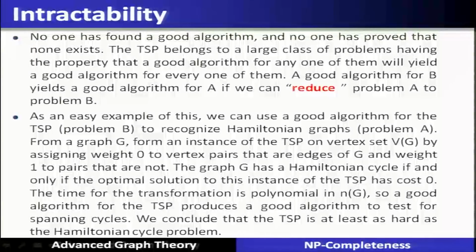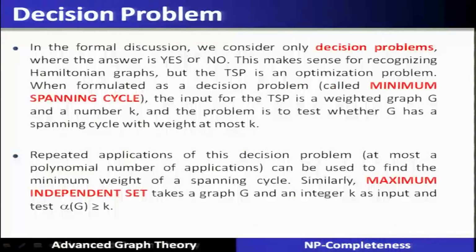So, a good algorithm for traveling salesman produces a good algorithm to test for spanning cycles. We conclude that traveling salesman is at least as hard as the Hamiltonian cycle problem. In the formal discussion we consider only decision problems, where the answer is yes or no. This makes sense for recognizing Hamiltonian graphs, but traveling salesman is an optimization problem. That means finding a tour with a minimum cost.